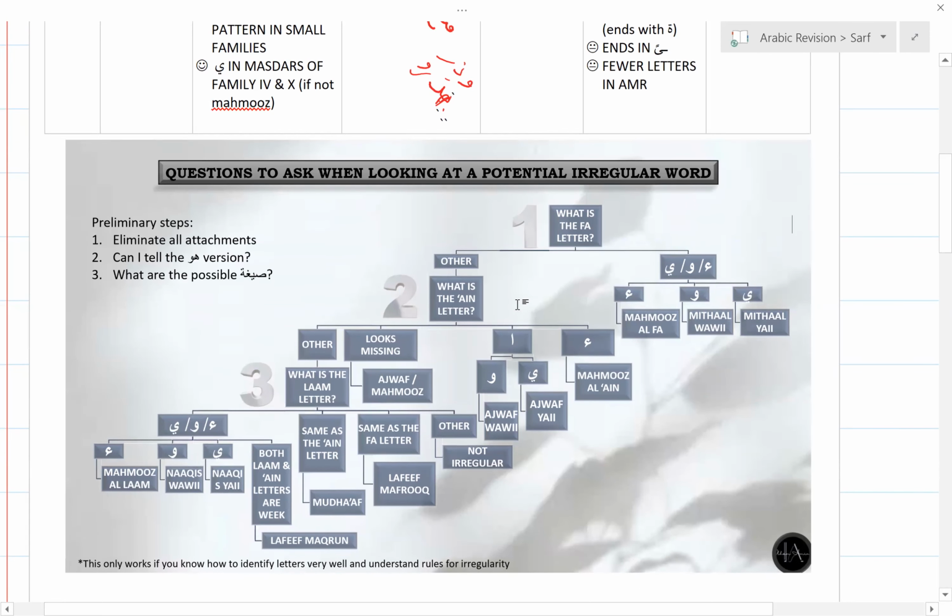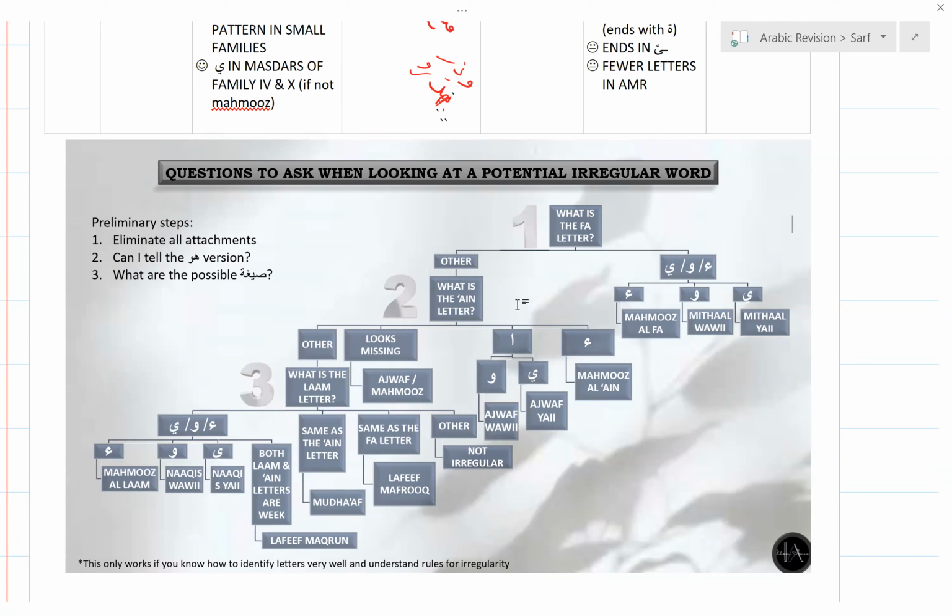Great. Okay, so when you're looking at a word and you don't know what it is, where should I begin? How do you determine if this word is regular and what kind of irregular is it? Now, this table only works if you know how to identify letters very well. Like if you see an alif, you know that that's not really an alif, that's either a waw or a ya. If you understand the rules for irregularity that we've covered, then this is going to work for you. But if you don't understand those rules, it's going to be very difficult.